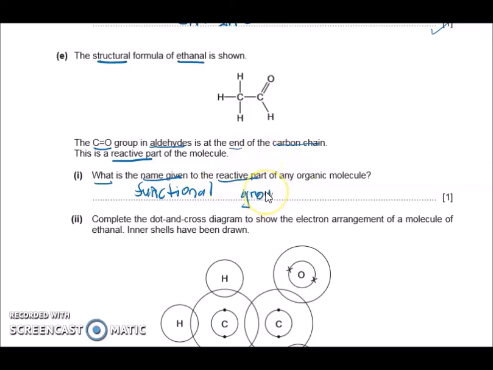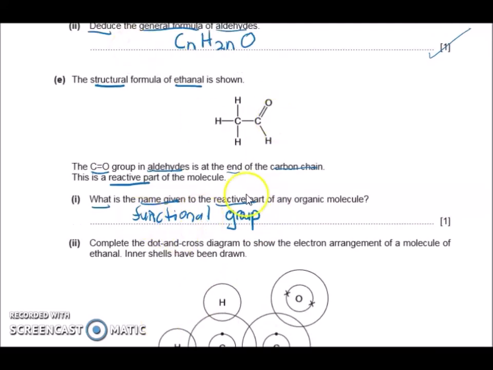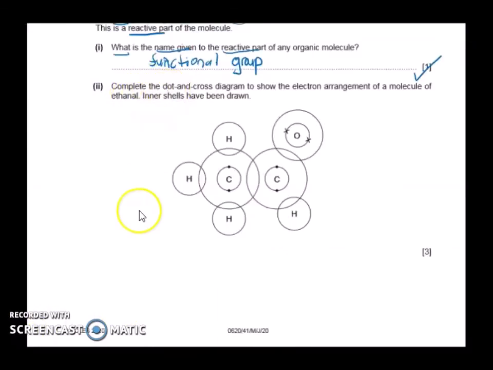Okay, it's a functional group. This is a functioning group, so you get 1 mark here. Now we proceed with the next question. Complete the dot and cross diagram to show the electron arrangement of the molecule of ethanol.